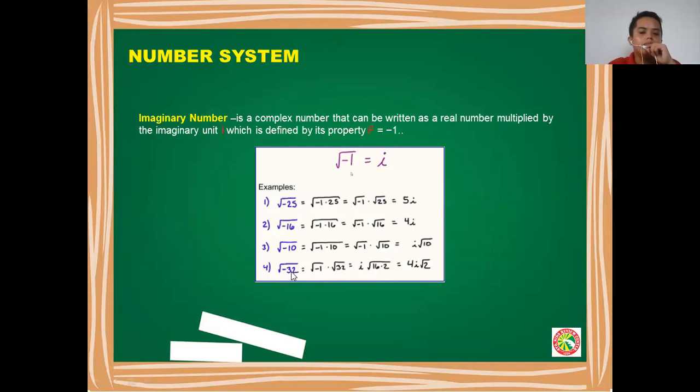Then square root of negative 32, that is square root of 32 i. Square root of 32 can be simplified to square root of 16 times 2, and square root of 16 is 4, times i, 4i. But square root of 2 cannot be simplified, so it will remain inside the square root. That is 4i square root of 2.